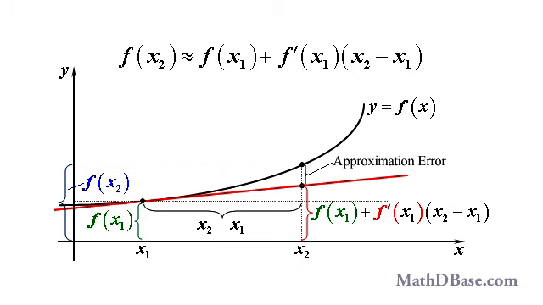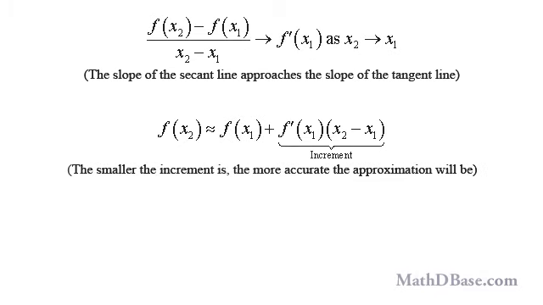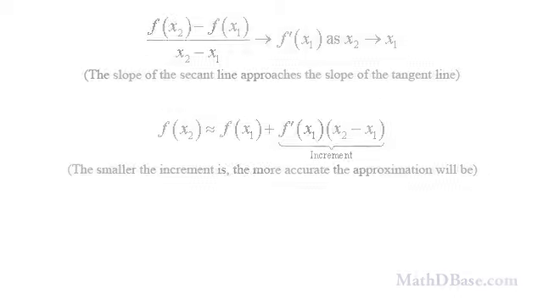as x2 approaches x1. So if x2 is close to x1, the distance between f of x1 and f of x2 will be almost equal to the distance between x1 and x2 times the value of the derivative at x1. The value of the function at x2 can be approximated by adding the small increment obtained from the distance between x1 and x2 times the value of the derivative at x1 to the value of the function at x1. The closer x2 is to x1, the smaller the increment will be.